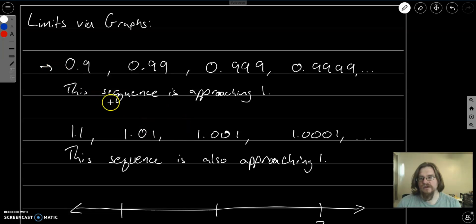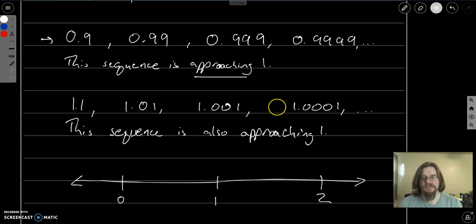We've got some numbers. We've got 0.9, 0.99, 0.999, 0.99999, so on and so forth. This sequence is getting closer and closer to 1. All these numbers are quite close to 1 already, but we can see that they're getting even closer and closer and closer to 1. So this is what we call approaching 1. If something approaches something else, it means that it's getting closer. So this is all we mean here.